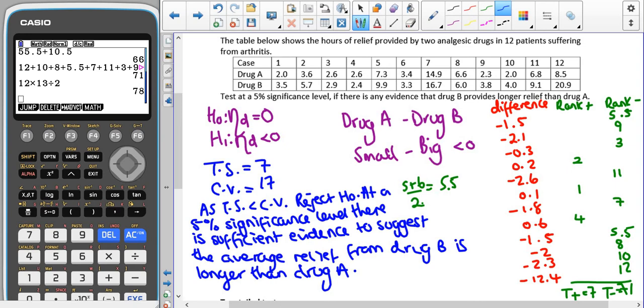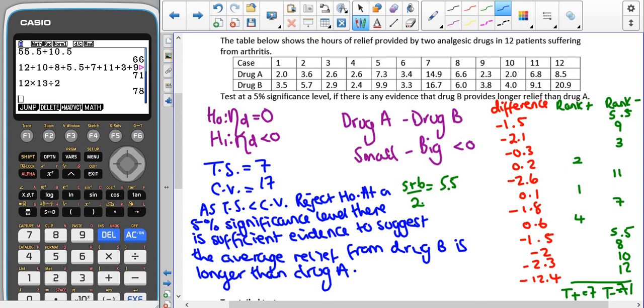Because I'm going to again do the top one minus the bottom one, that's drug A minus drug B. Well, we want drug B to provide longer relief, so we want drug B to be a bigger number and drug A to be a smaller number. And if we do a small number minus a big number, that should give us a negative answer, so the median difference should be less than 0 then.